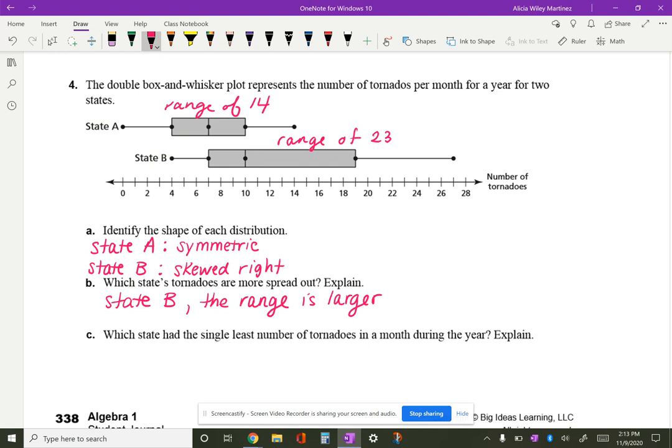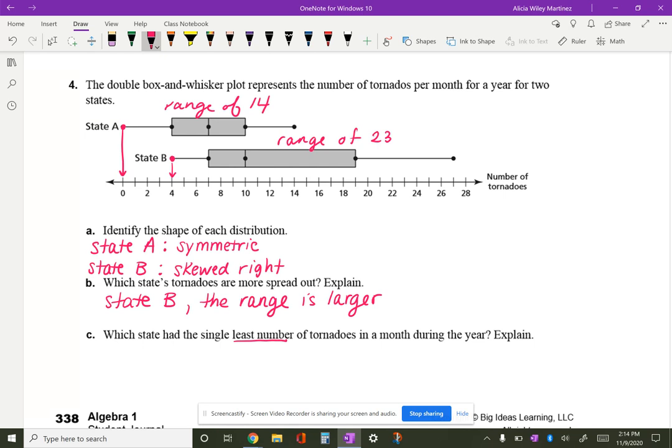In part C, it says, which state had the single least number of tornadoes in a month during the year? It then says, explain. So here we're looking at the least number. So we want to look at the least value of each of the distributions. If we look at the least value of B, it's 4. If we look at the least value of A, it's actually 0, meaning that in 1 month of the year, State A had 0 tornadoes.